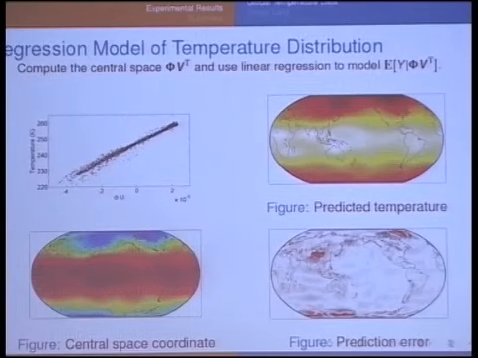Again, we found that a one-dimensional representation of this object was appropriate for regression purposes, and so we've plotted that dimension along this axis, and here's the temperature. Again, it turns out that the temperature is essentially a linear function of that nonlinear transformation of the original coordinates. So this is the predicted temperature that we get out. This is the central space coordinate, and there's a linear relationship here, and these are our predictions. This is our error in the predictions.